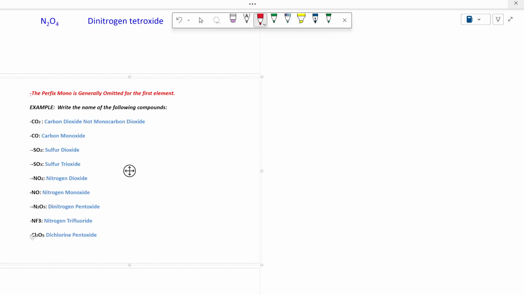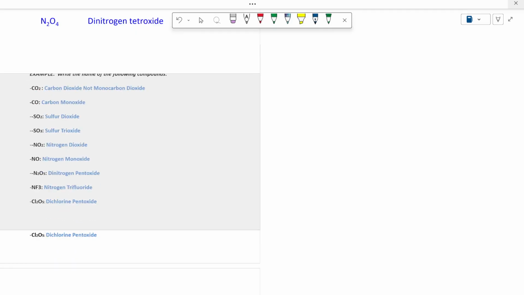So don't use the suffix ide. Ide is written when the element is the second element. But the rule states that for the first element, you should write the full name. So the full name of Cl is chlorine. As we have 2 chlorine atoms, so this is dichlorine, not dichloride. Please don't forget it. So this is dichlorine. 5 is penta. O is oxide, so this is dichlorine pentaoxide.